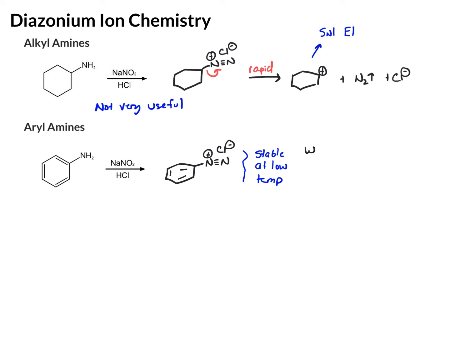Why is that? Well, you know the answer to this. If you were to lose nitrogen gas from this, we would end up with a carbocation on a double bond, which is very unstable. So instead of doing that, this will just hang out as a diazonium ion. So still, why is this useful? Well, what this can essentially do is act as a leaving group for substitution reactions at the aromatic ring.